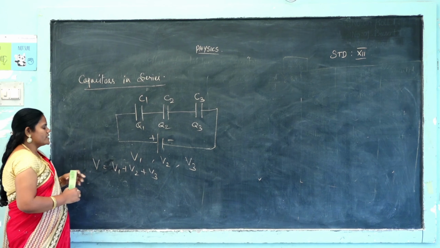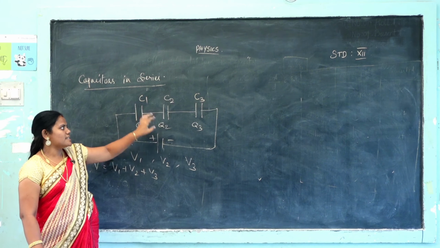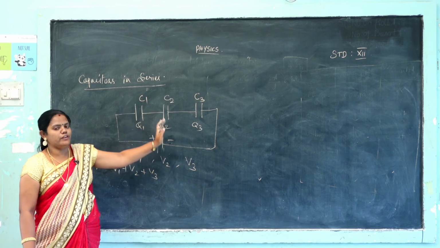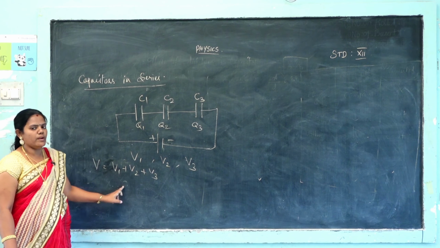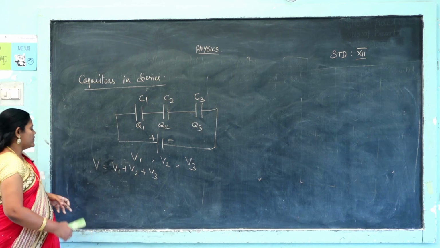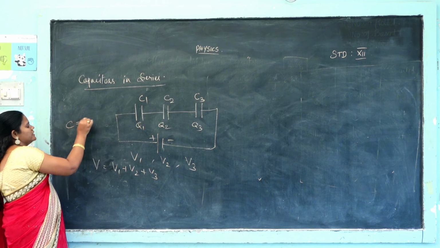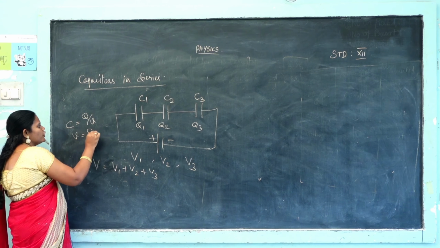What is the meaning of that? The charges Q1, Q2, Q3 in the first, second and third capacitors will be constant, but the voltage will differ from one capacitor to another. So the total voltage V is equal to V1 plus V2 plus V3. We will substitute V1, V2, V3. What's the formula for C? That is Q by V. We want V, so V is equal to Q by C.